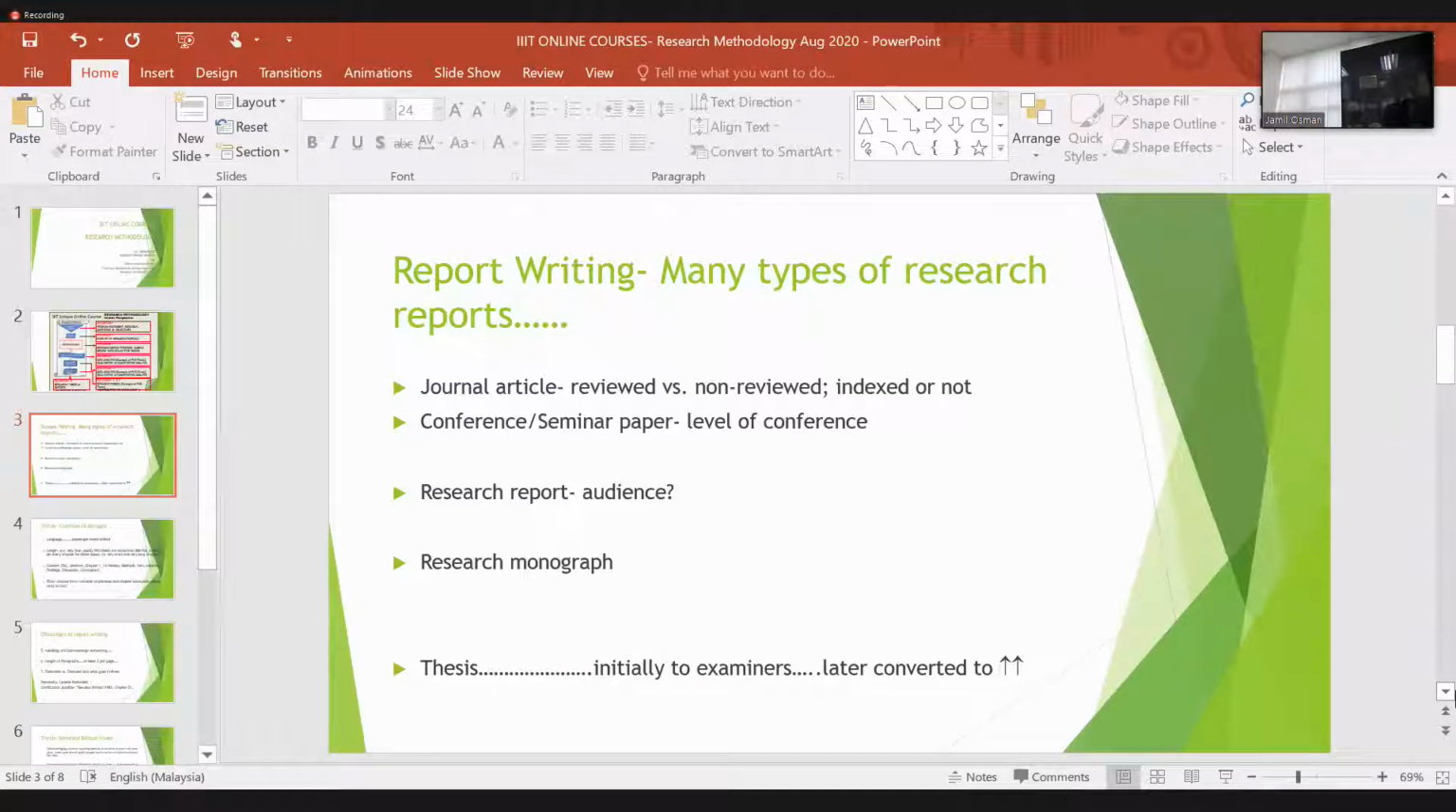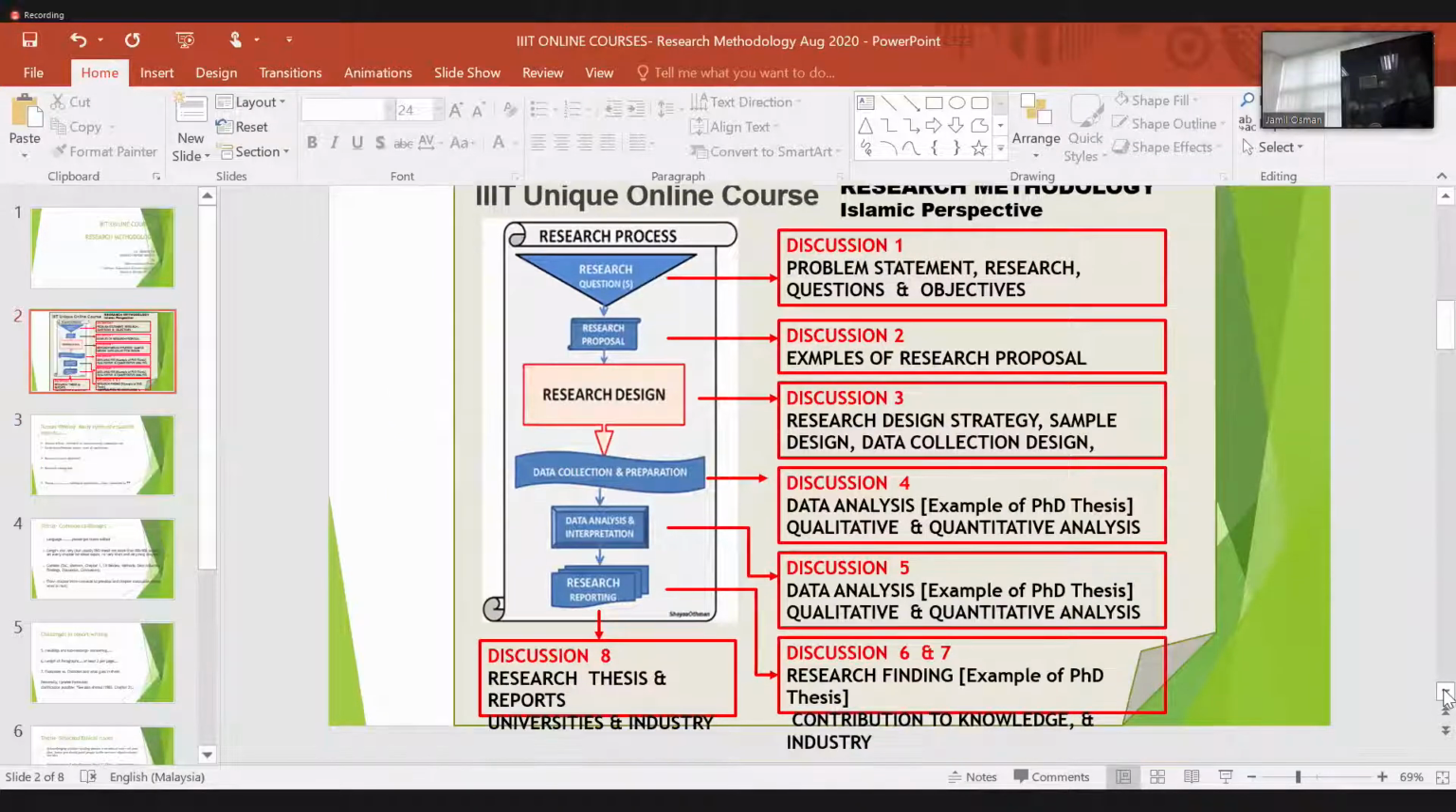What are the challenges faced by, let's say, the customers of the bank? So it may be a very different kind of audience that you are referring to. Yeah. So really, research reports in the form of papers or even research monographs really depend on the audience. Yeah. But let's focus on thesis for the remaining of the next few slides.